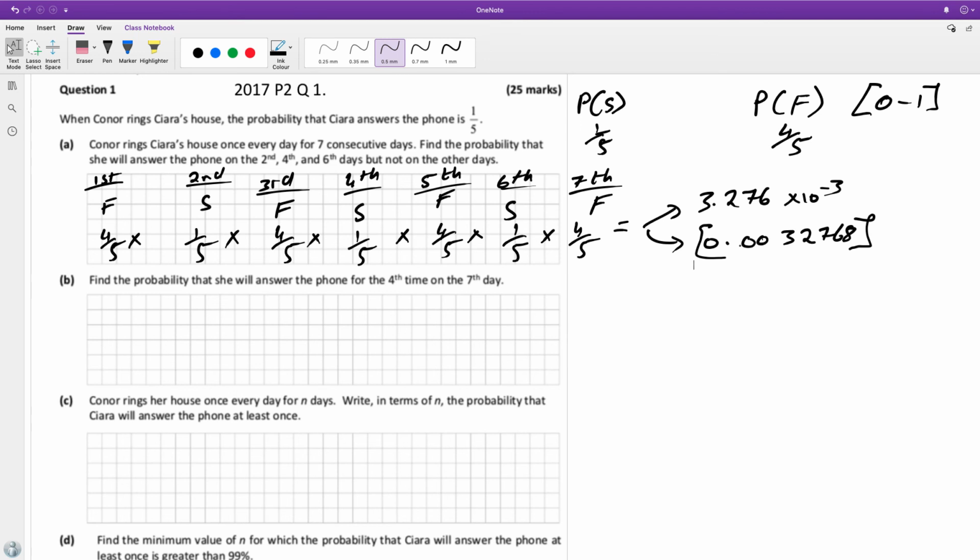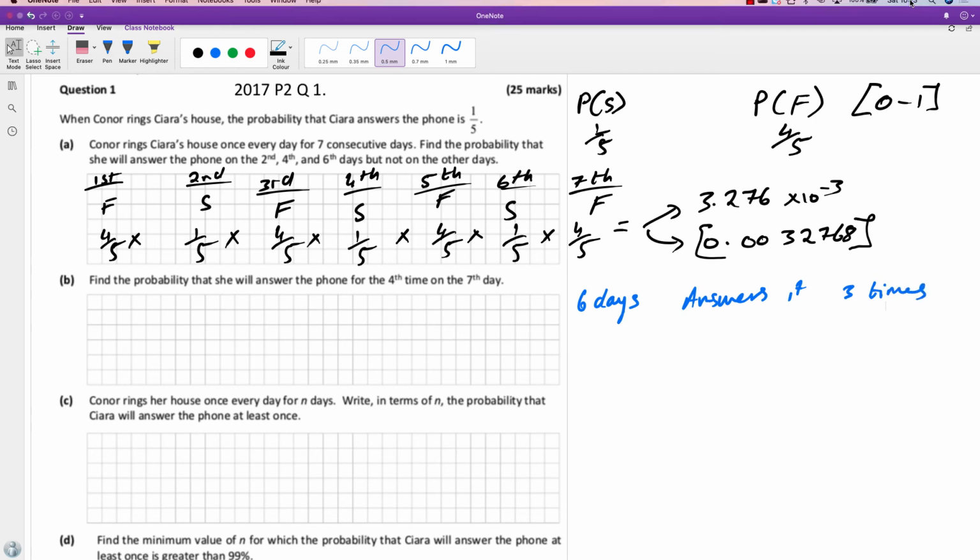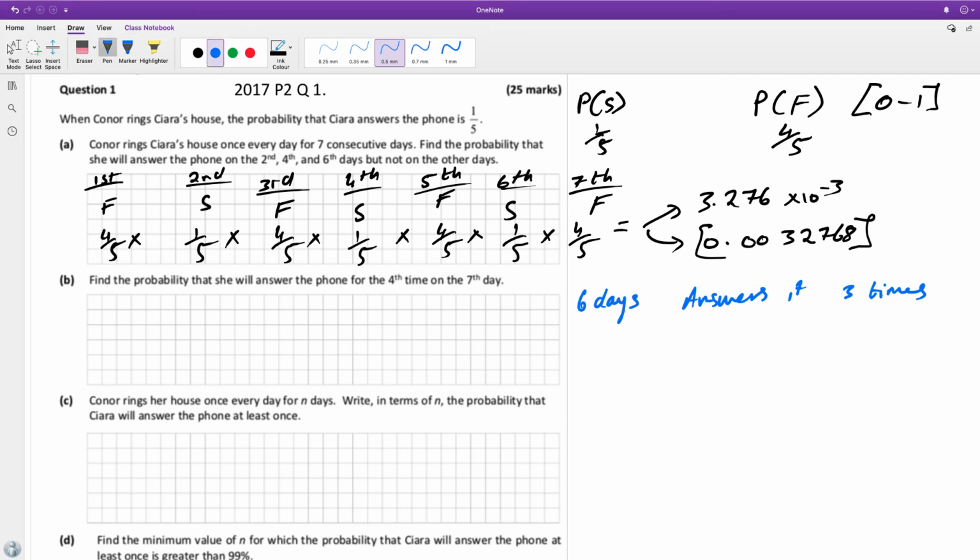Chance on the 7th day, okay. I'll put it this way. What do we want to happen for the first 6 days? She answers it. Exactly, that's very, very important. On the first 6 days, she answers it 3 times. And then on the 7th, she answers it the 4th time.